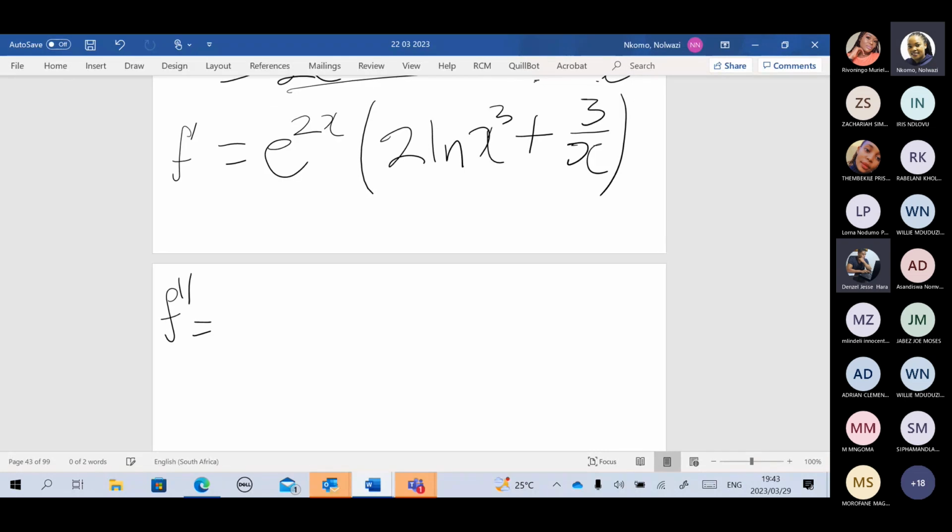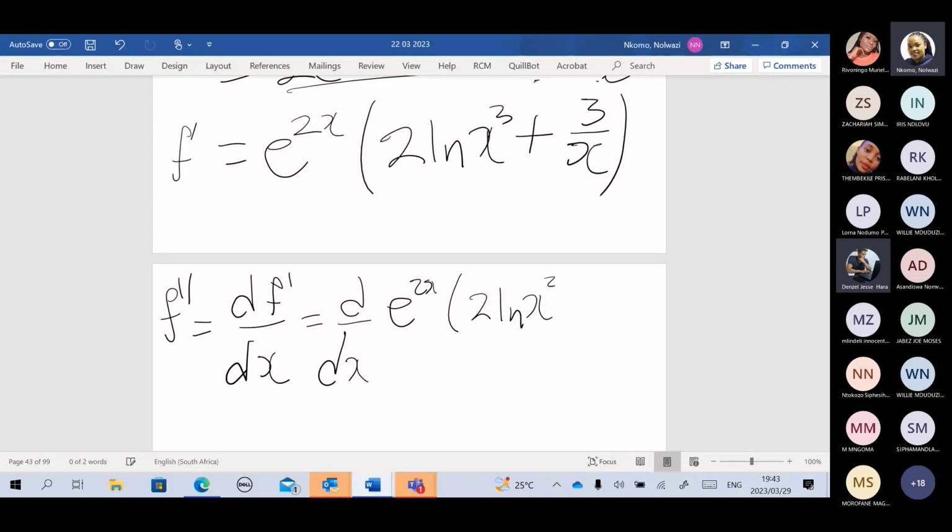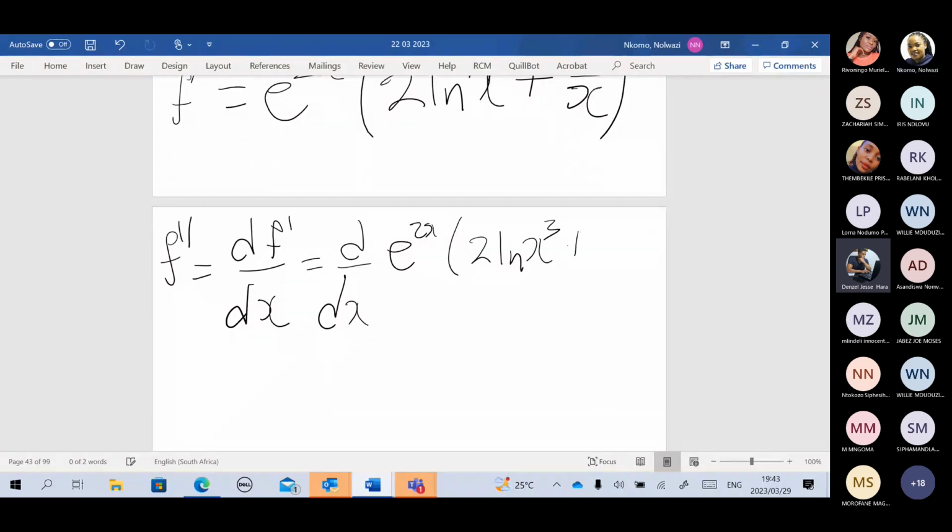Okay, let's do the second derivative together. You'll get the second derivative by differentiating the first derivative with respect to x, right? Meaning, we have d over dx of e to the power 2x times 2 ln x cubed, plus 3 over x.